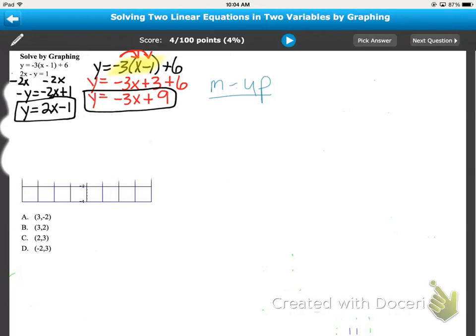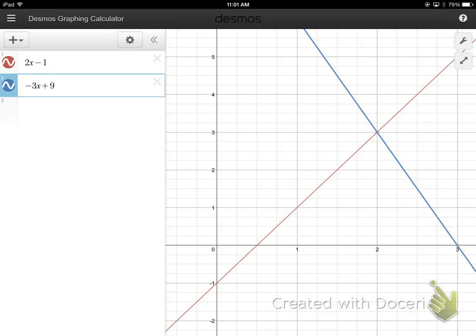All right, so 2x minus 1 and negative 3x plus 9. So I'm going to go now and look at the graph. So again, if we look and we see what that graph ends up giving us here. So here's the graph again. So again, the solution is at the point where they're crossing. So at the point 2, 3.